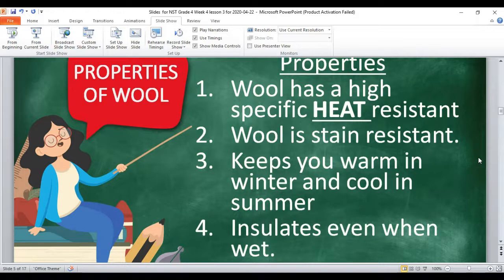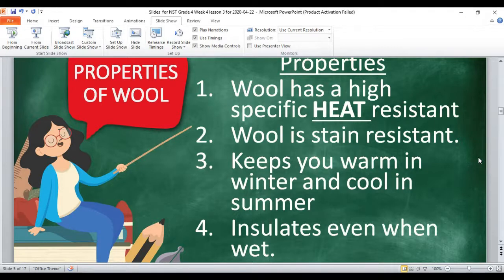Number two, wool is stain resistant. It does not get dirty easily. When you are having something made from wool, it can just be easily cleaned.